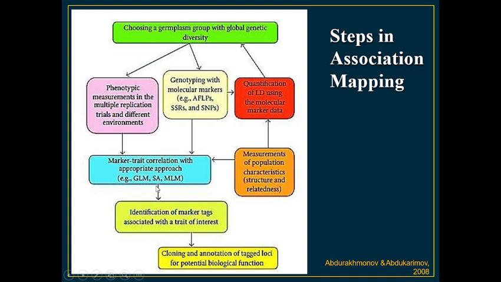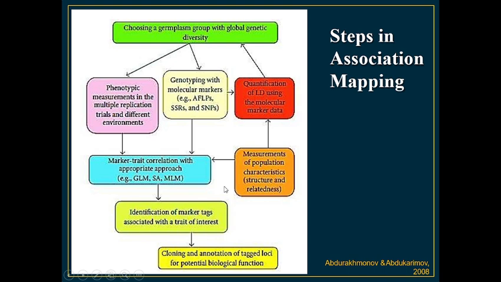Then we can perform the association study by choosing a model like GLM or MLM, that is general linear model or mixed linear model. In the general linear model we do not consider the kinship matrix or population structure, but in the mixed linear model we have to consider relatedness or population structure. When we perform this, we will get a marker which is linked to a particular trait of interest.